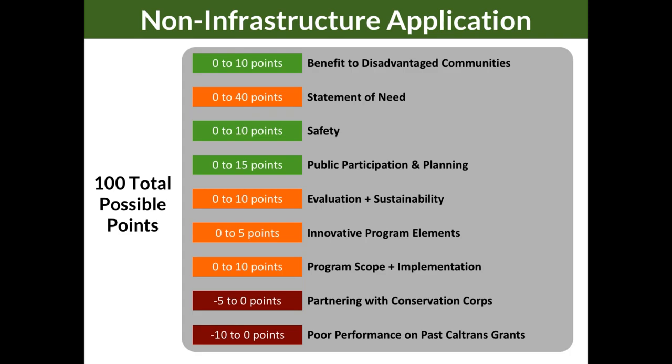So again, a point breakdown of what's the same and new. We're looking at benefits to disadvantaged communities. So this is back to the 10 points across the rest of the application, demonstrating where the project or the program is and who it's reaching. And then the statement of need here is a major part of the application. So this is where you want to spend a good amount of your time thinking about why this project is needed, why this program is needed, who it's reaching, and what some of the issues are that we're trying to address.